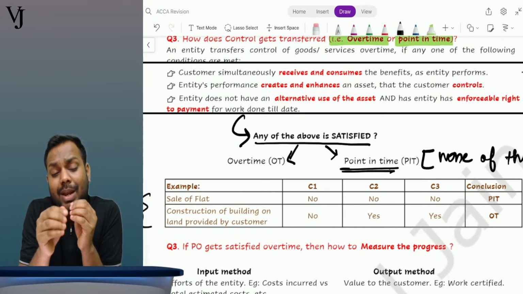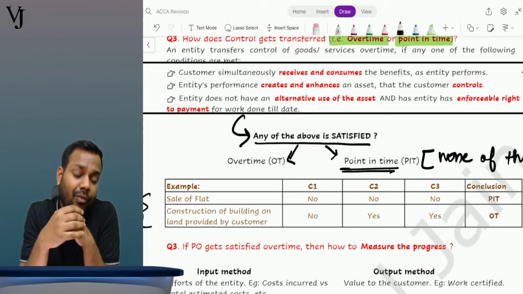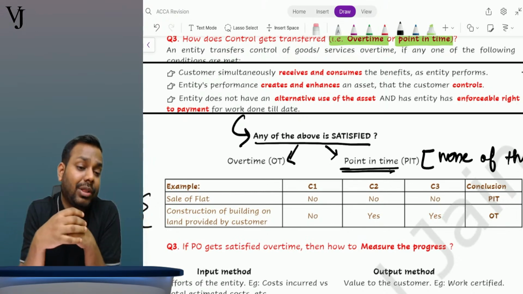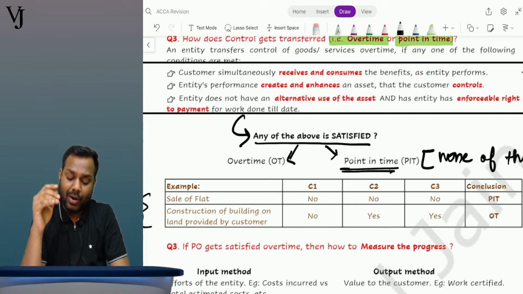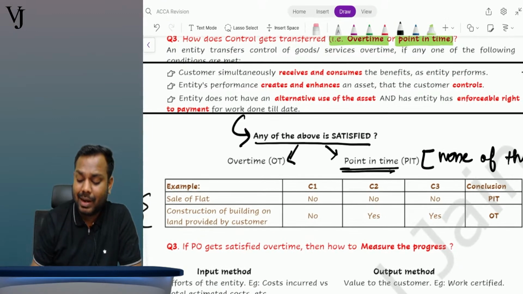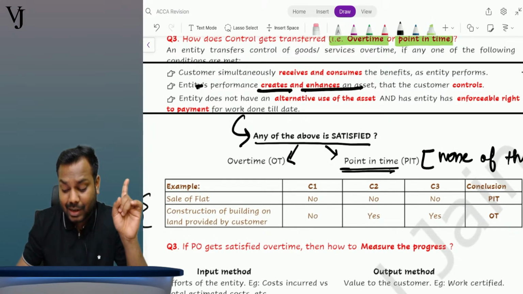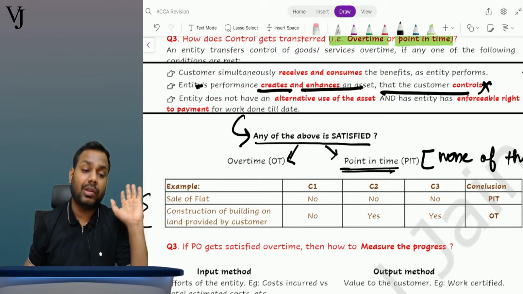I am not required to pay anything extra. Yes or no? Why? Because I don't control the flat. Right? So what happens? Entity's performance creates and enhances an asset. Yes. That the customer controls? No. So this condition also fails.